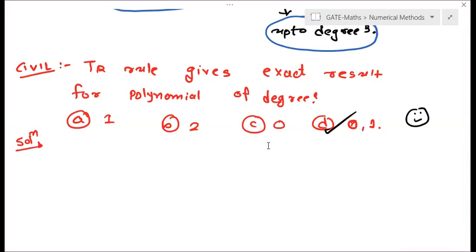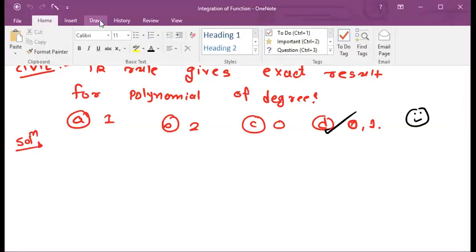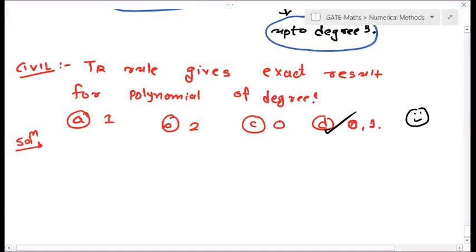Where were we? Okay, you can try different questions, right, based on the topics we have seen. So let us see now truncation error. Last model, right?